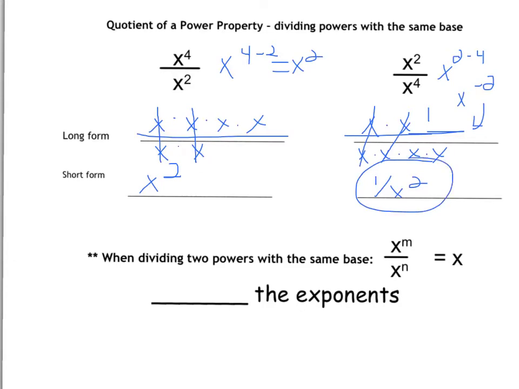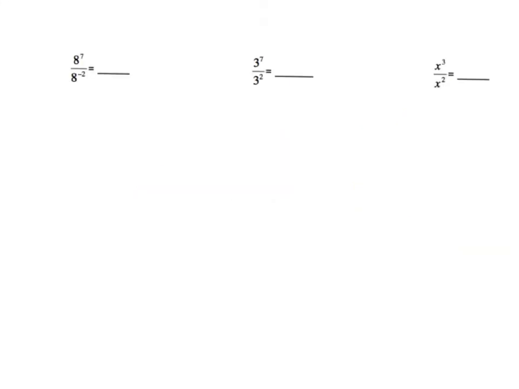So the rule is when dividing two powers with the same base, you subtract the exponents. So that would give us x to the m over x to the n equals x to the m minus n. So some very quick examples. 8 to the 7th divided by 8 to the negative 2. We are going to subtract the exponents. So this becomes 8 to the 7 minus a negative 2. So keep, change, change. So 7 plus 2 is 8 to the 9th.